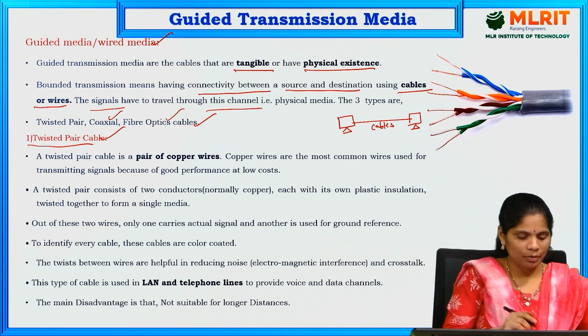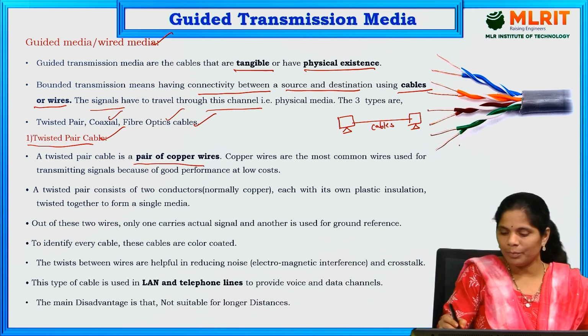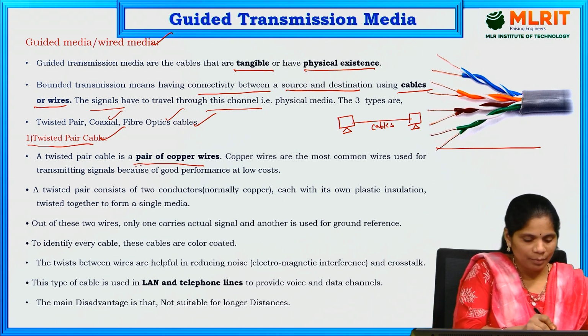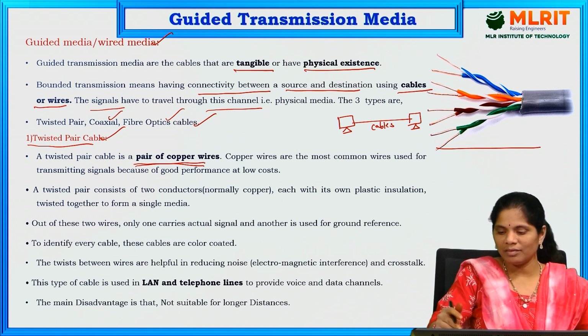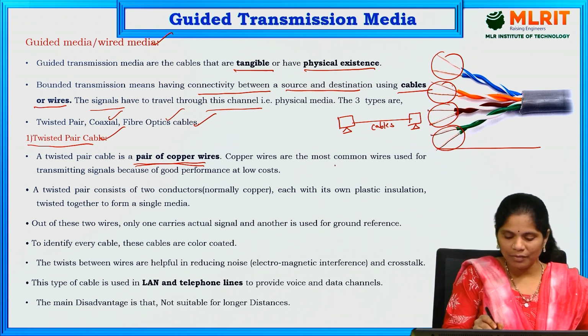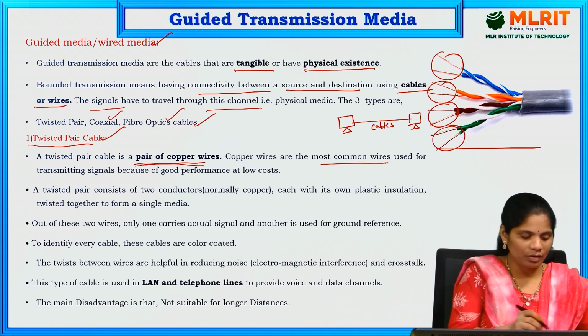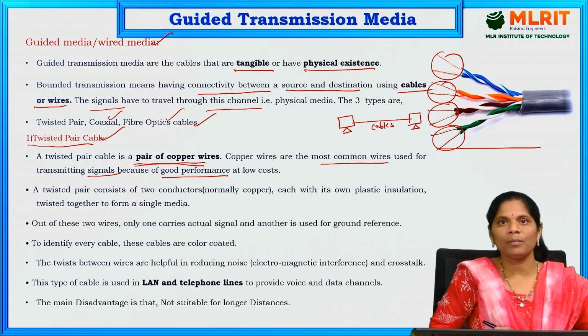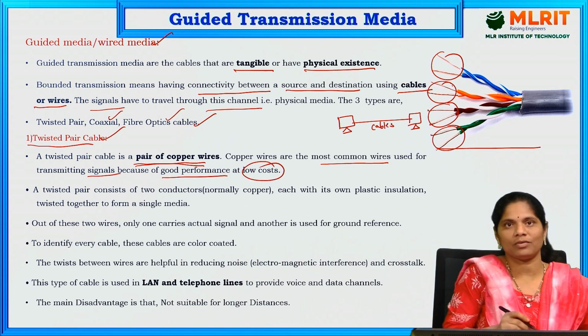Twisted pair cable is a pair of copper wires. This is the picture for twisted pair cable. First see here, it is a pair of copper wires. This is one pair, this is one pair, this is one pair and this is one pair. These are the different pairs. These copper wires are most commonly used for transmitting the signal because they have good performance and also low cost.